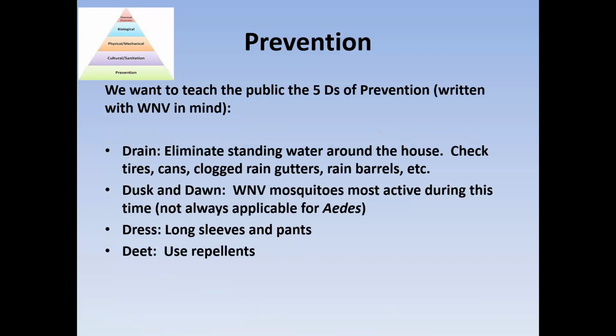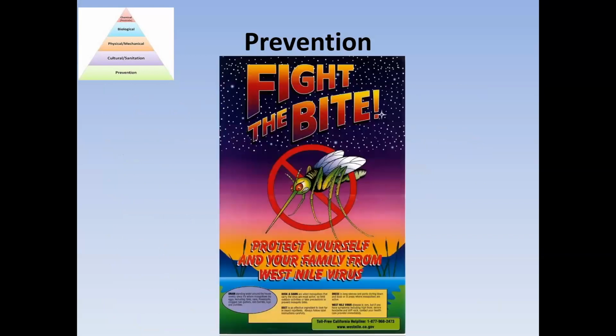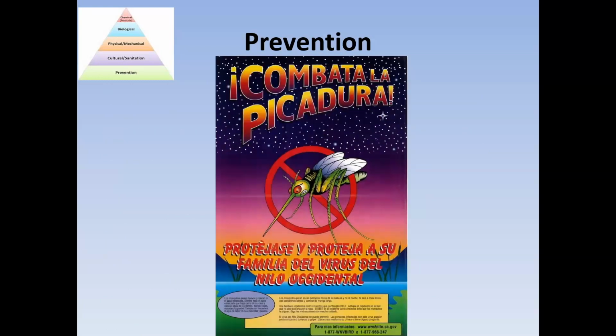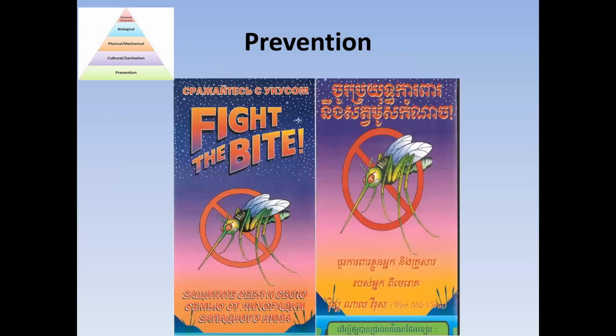We want to teach the public the 5 Ds of prevention, with West Nile in mind: drain, dusk and dawn, dress, DEET. All these are very handy in protecting the public from mosquito-borne diseases. Here are some of the educational pamphlets that we have. We have Fight the Bite in English, and in Spanish. We have it in what appears to be maybe Russian or Thai, I'm not sure. So we have it in a bunch of different languages.